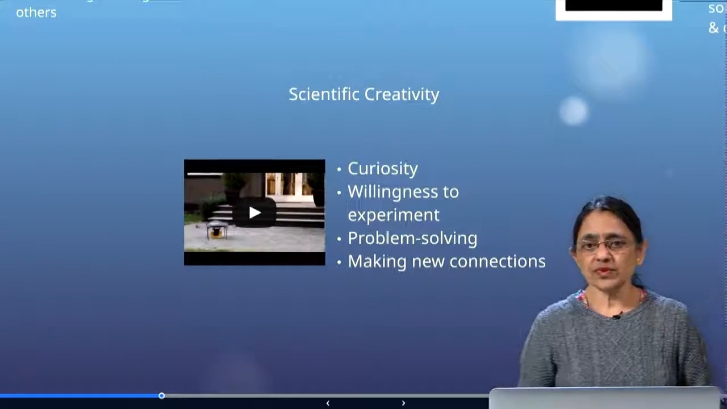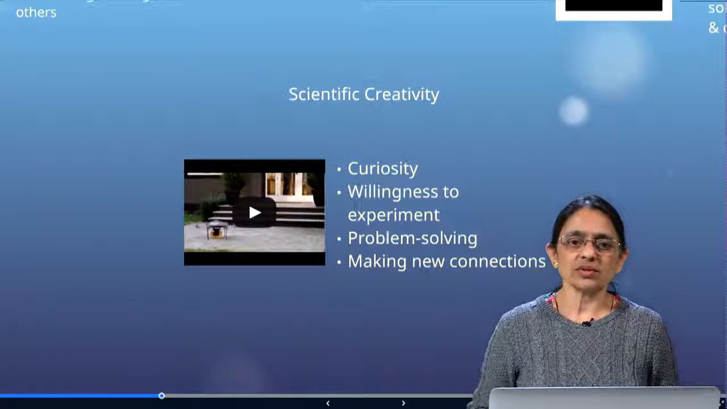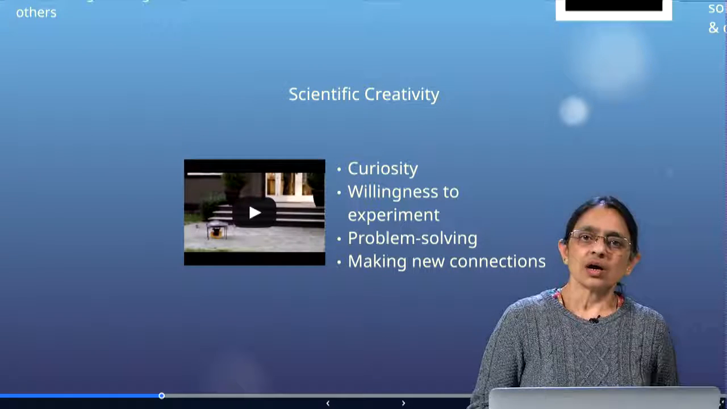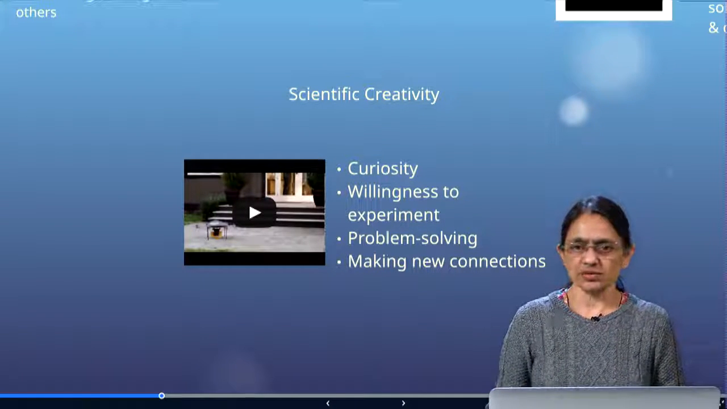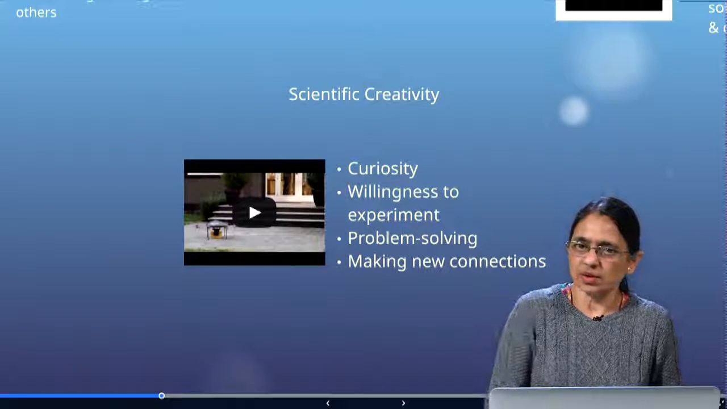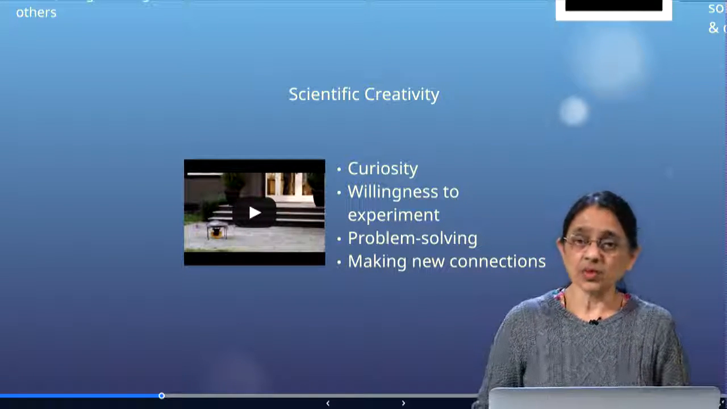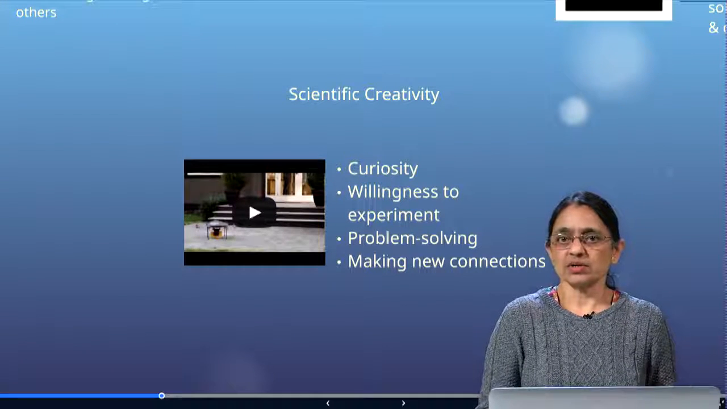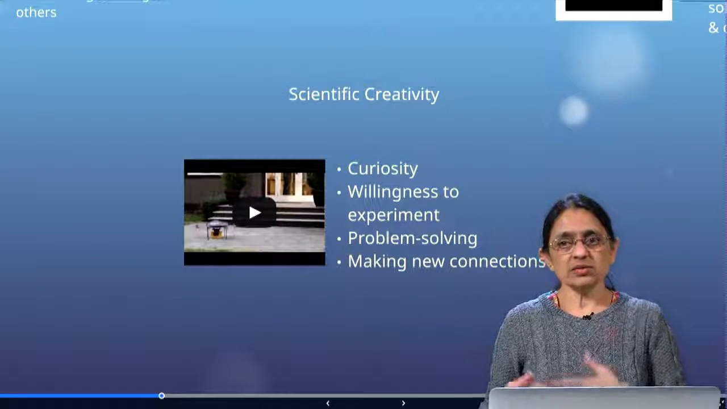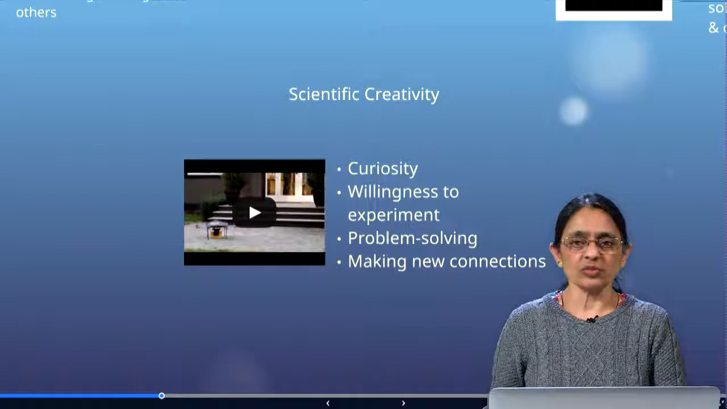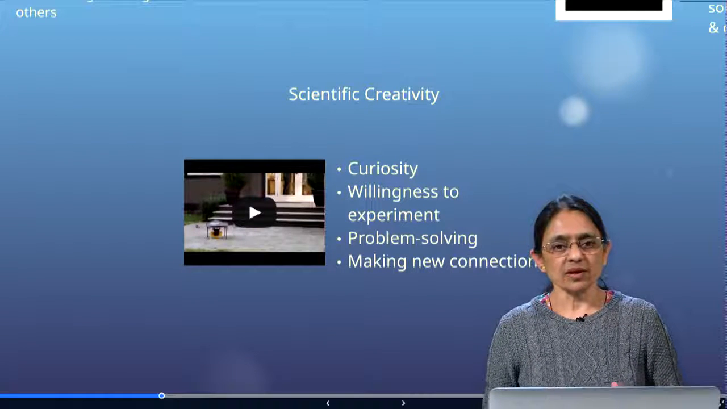The second form of creativity is scientific creativity, which is hypothesized on our curiosity for why the world is the way it is around us. So it's curiosity, and then you hypothesize. We are willing to go and test and run experiments to generate answers to why certain things are the way they are, or in other cases, we are trying to solve problems by hypothesizing, running experiments, and finding answers.